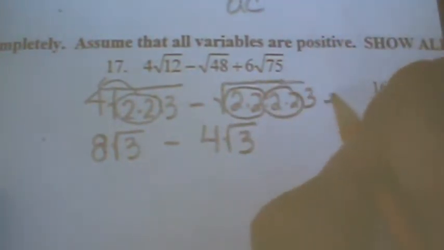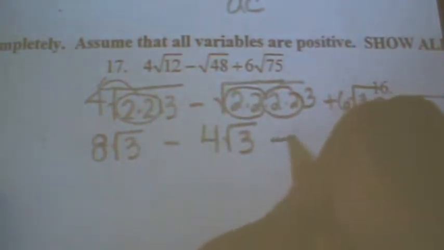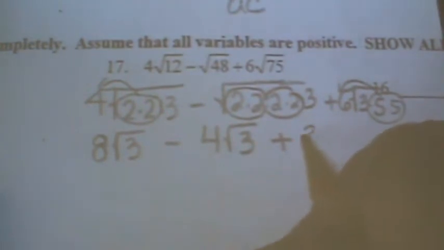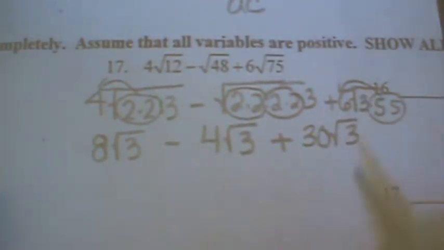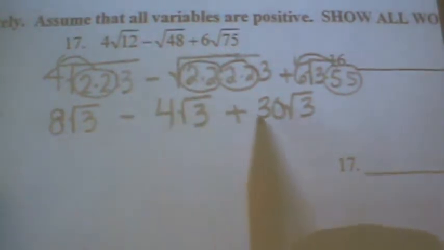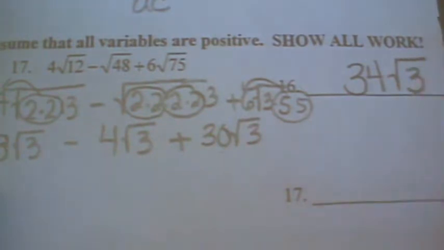And then what about the 6 root 75? Isn't it 5 times 5 times 3? Yep. 3 times 5 times 5, so you're going to take the 5 out. What do you do with that 5 and this 6? You multiply and you get 30. 30 root 3. Okay, next, what do you do? What's 8 minus 4? It is 4. 4 plus 30. How many got that right?